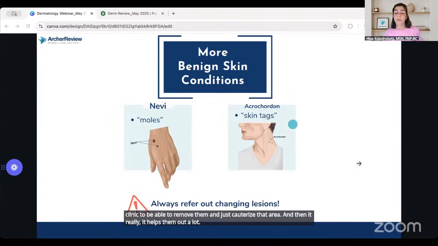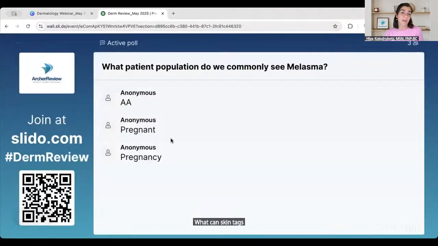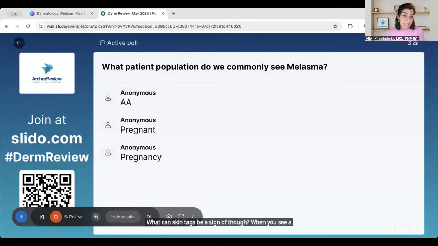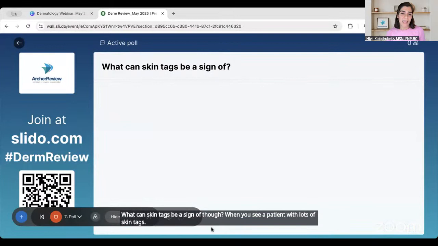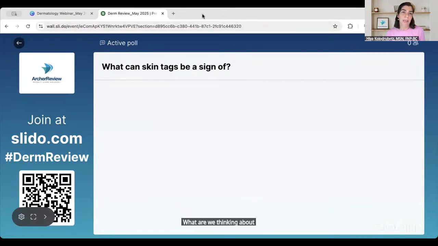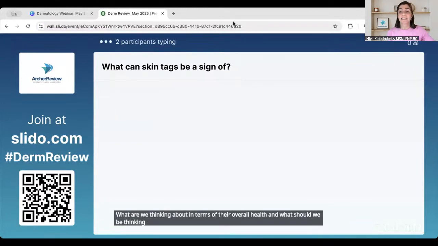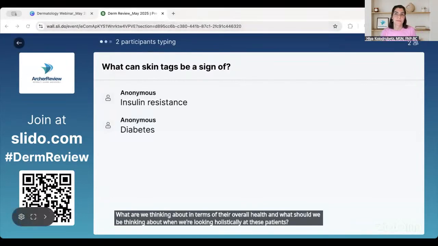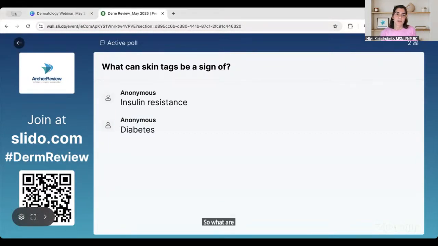What can skin tags be a sign of, though? When you see a patient with lots of skin tags, what are we thinking about in terms of their overall health, and what should we be thinking about when we're looking holistically at these patients? So what are some things that we want to screen for?